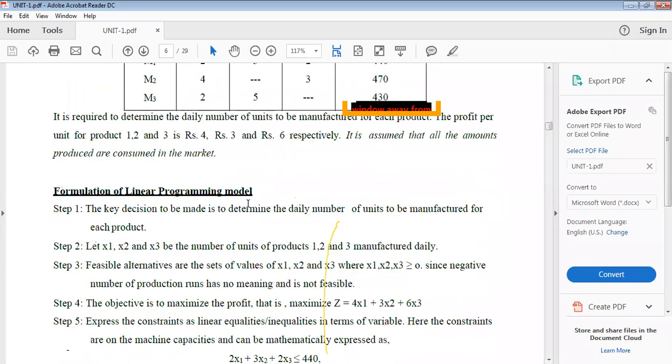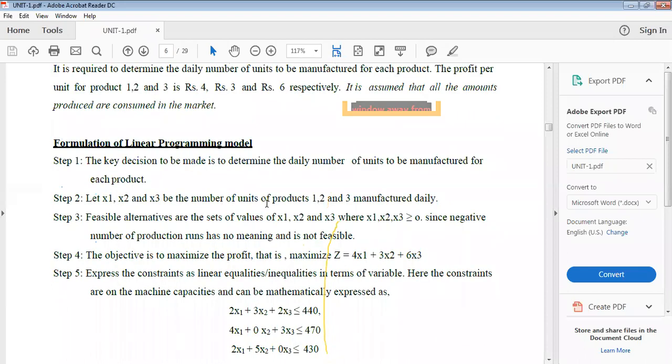Step 1, the key question is to determine the daily number of units to be manufactured for each product. Let x1, x2, x3 be the number of units of products 1, 2, 3 manufactured daily. Feasible alternative solutions have x1, x2, x3 greater than or equal to 0, since a negative number of production runs has no meaning. There will not be negative production.